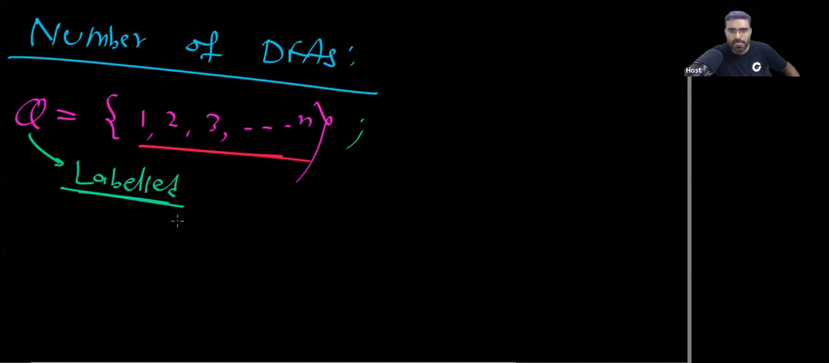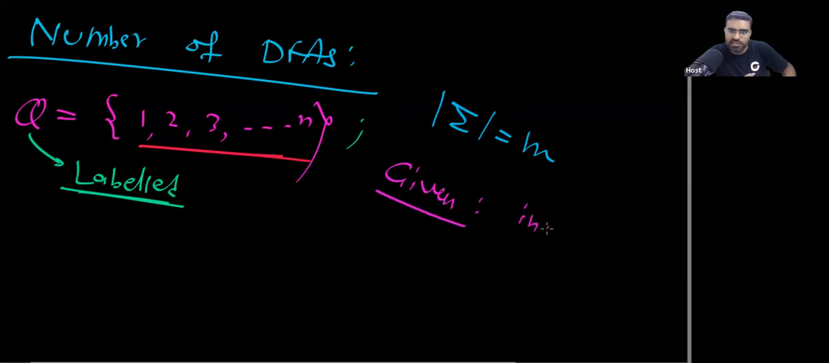Okay. So in this, let's assume your alphabet is A, B, C, and so on. Something like this. So let's assume your alphabet size is M. Okay. So now you tell me, if I give you the initial state, the given initial state is 1. If the initial state is already given to you, initial state is 1. Now tell me how many DFAs are there?